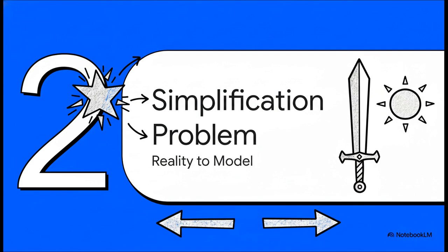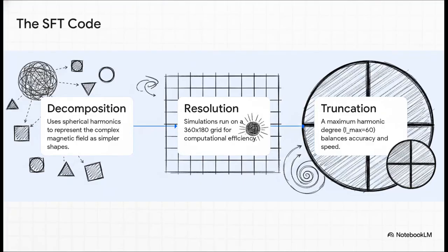So let's get into the nitty-gritty of how researchers actually do this simplification, and why it's kind of a double-edged sword. The SFT code here uses what's called spherical harmonic decomposition. The best way to think about it is like trying to describe a really complex shape, like a mountain, using a combination of much simpler shapes, like spheres and donut shapes. It's a way to turn that messy magnetic map into something we can actually work with mathematically. Now, for efficiency, the simulations are run on a standard grid, and they're cut off at a harmonic degree of 60. This is a super important trade-off, right? It lets us capture the big, important features without getting so bogged down in the tiny details that the simulation would take forever to run.